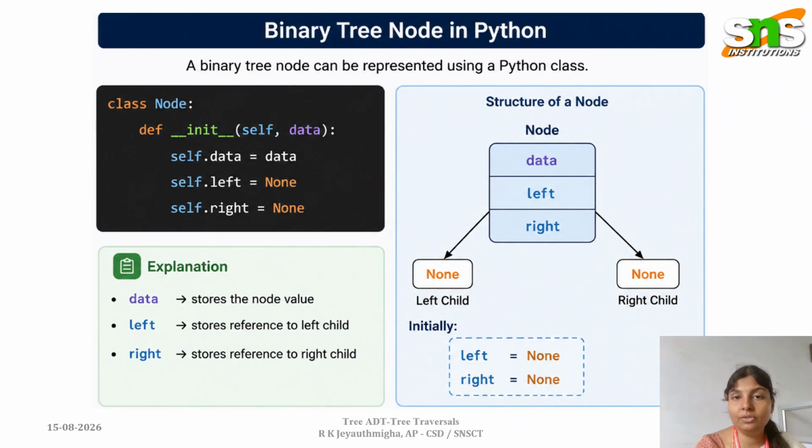So a binary tree node in Python can be represented using the class Node. Define initialization of self and data. And we have self.data equal to data to hold the node value. And initially we have the left and the right values as None.